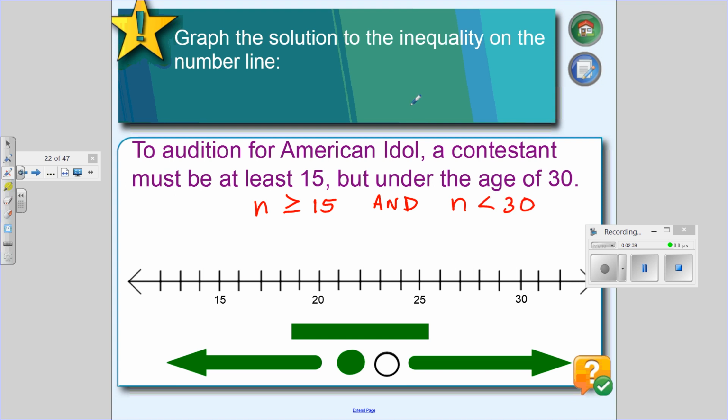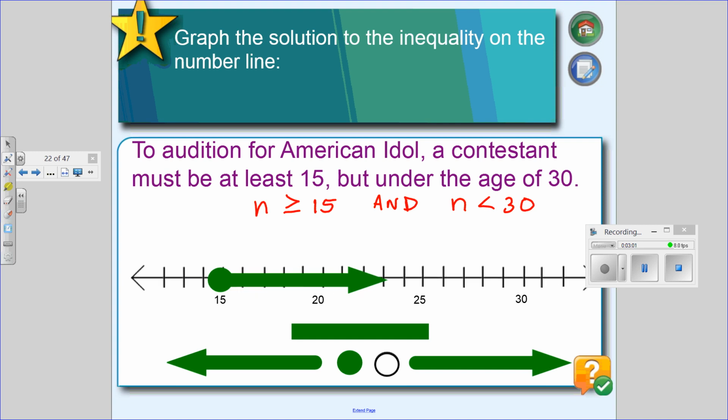So graphing this, what does it look like on the number line? Could I be 15, have turned 15? Yes, I could. So I'm going to use a closed dot, and I'm going to just draw an arrow going over 15. But I could not have turned 30 yet. A contestant is not able to have turned 30 yet. So in this case, I'm going to leave 30 open as a maximum limit.